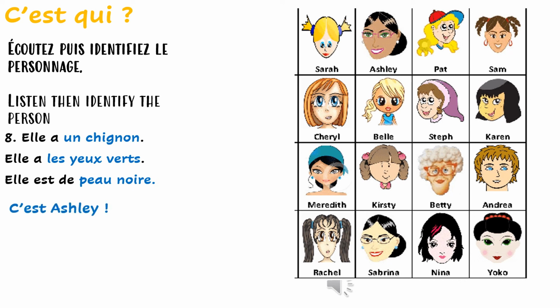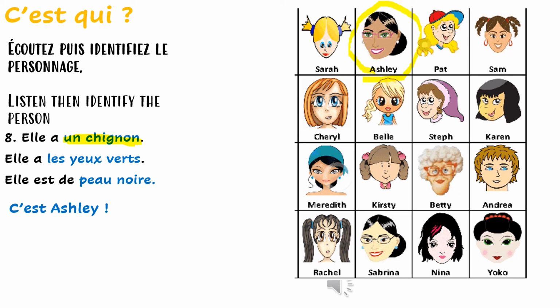Eh ben, c'est Ashley, vous savez pas? You didn't know it was Ashley? It's Ashley. C'est Ashley. Now, what is the sentence saying? En chignon. That is a bun. These are hairstyles that we wear all the time, no matter what ethnicity we are. Alright, so en chignon is Ashley. Ashley has en chignon. She has a bun.